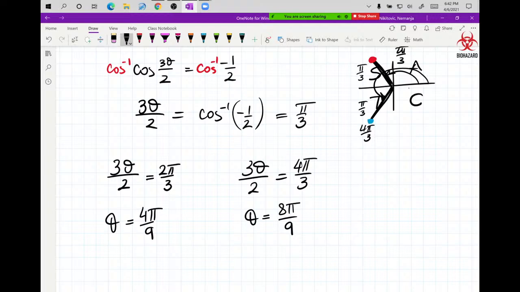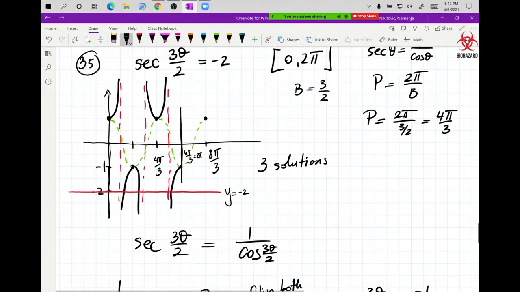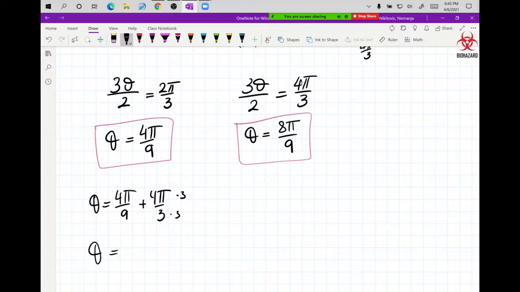We need one more. And for that, we will add the period. We'll add the period to the smaller one, because that one is not going to run over 2 pi. And we'll add it to the other one too, just to show that we go over. So the period was 4 pi over 3. So this theta is going to be 4 pi over 9 plus 4 pi over 3 times 3 for common denominator. So that's 9, 12, 16. 16 pi over 9. There we go.